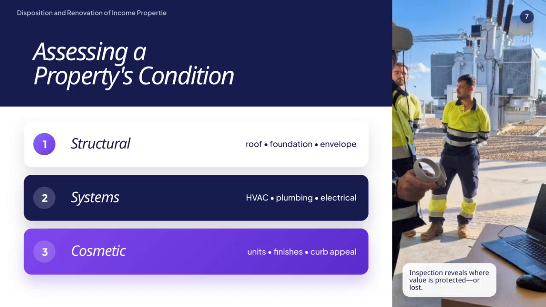When assessing a property's condition, it's important to focus on three main areas: structural, systems, and cosmetic. The structural aspect includes the roof, foundation, and building envelope, which are critical for the property's overall stability and longevity. Next, we have the systems, such as HVAC, plumbing, and electrical, which ensure the property functions smoothly and safely for occupants. Finally, cosmetic elements like units, finishes, and curb appeal impact the property's attractiveness and marketability.